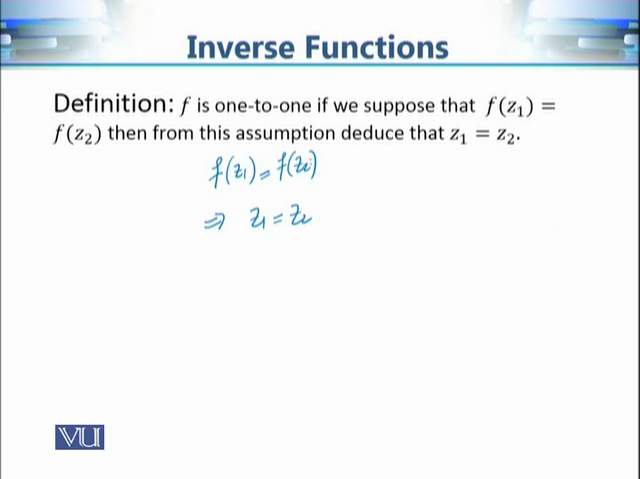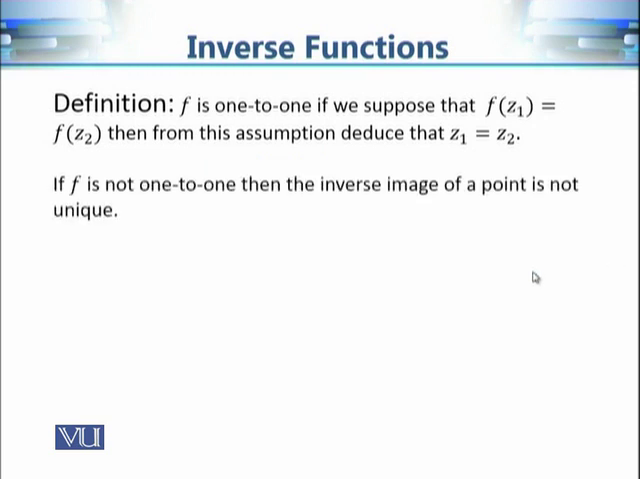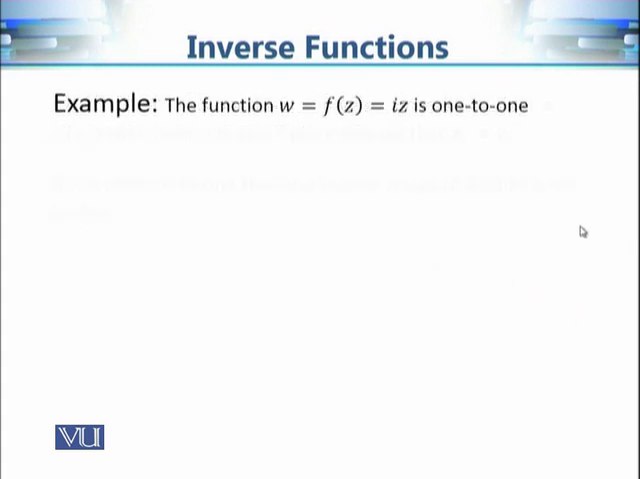So in other words, this condition is saying that the only way that the functional values are equal is if the input values are equal. Okay, so if f, the function, is not one-to-one, the inverse image of a point is not unique. Let's consider a few examples where we want to observe whether the function is one-to-one or not.